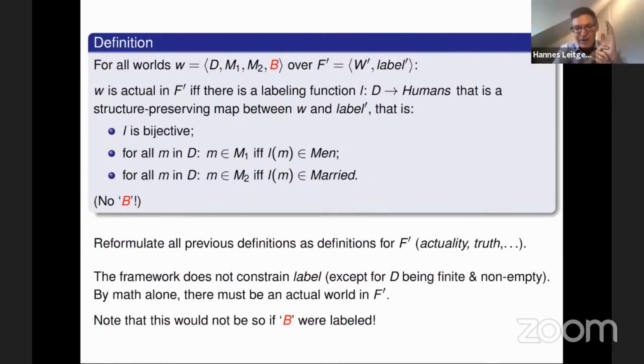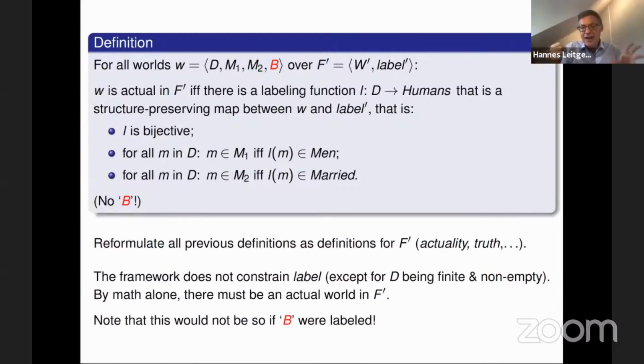Therefore, by the same reason as before, by math alone and how I define the framework, there must be an actual world in F prime. Okay. Now, if I had labeled B by something in the real world, then I would have added another clause here, and the B component would also have to get something right.